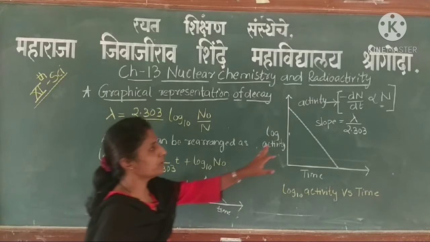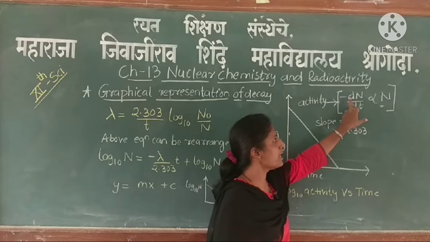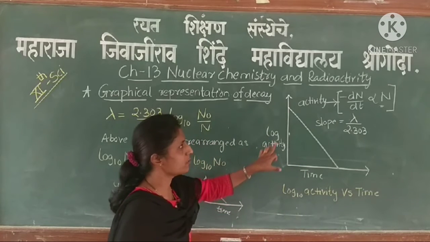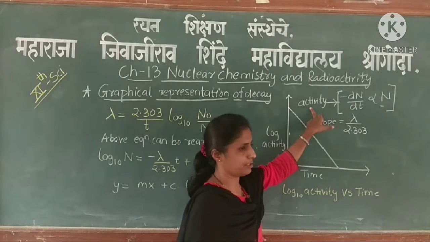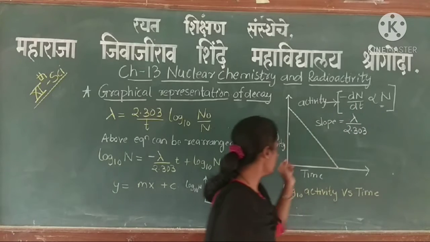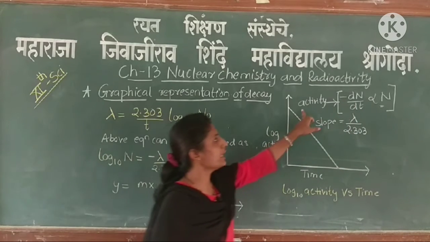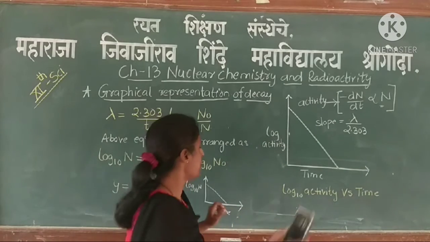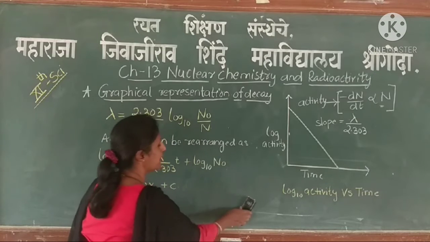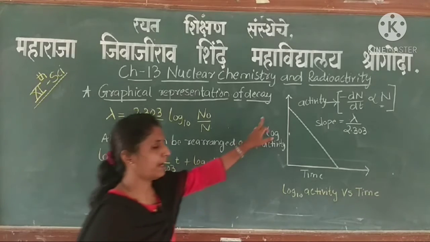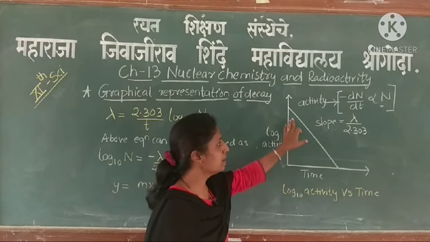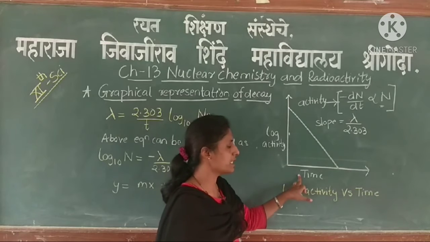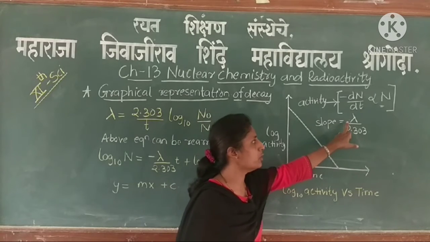But since we know that activity, that is minus dN by dt, is directly proportional to N, instead of log N on the y-axis you can take the log of activity. So what type of graph will you get? Again you will get a straight line graph. You can see in the figure that you will get a straight line graph of log of activity versus time, with the slope equal to lambda upon 2.303.